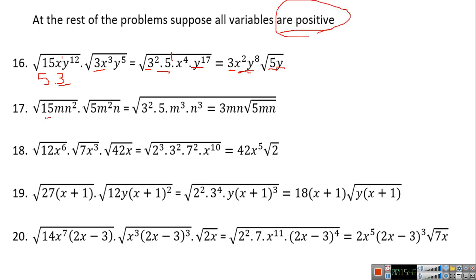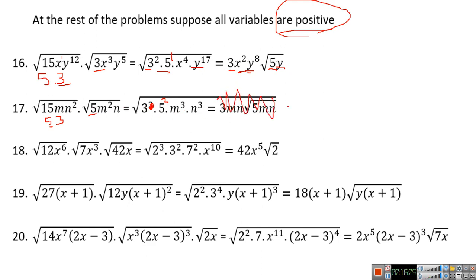Here, 15 is 5 times 3. I have 2 fives here and here, so 5, sorry, I made a mistake here. Oh, a lot of mistakes. So here I have 3 without the power. How many m do I have? m cubed. How many n do you have? n cubed.